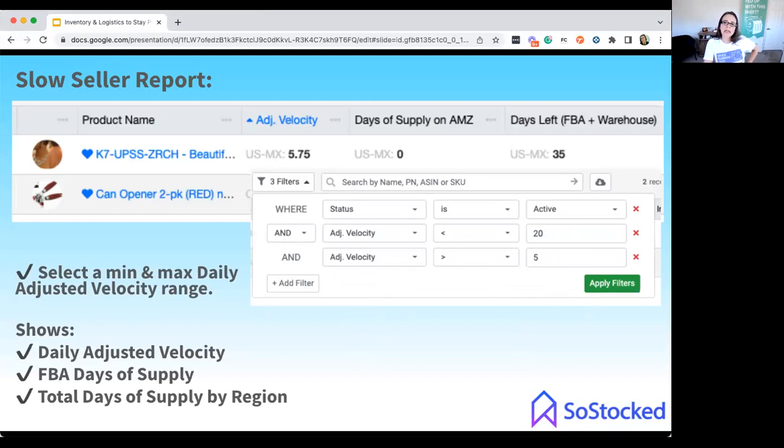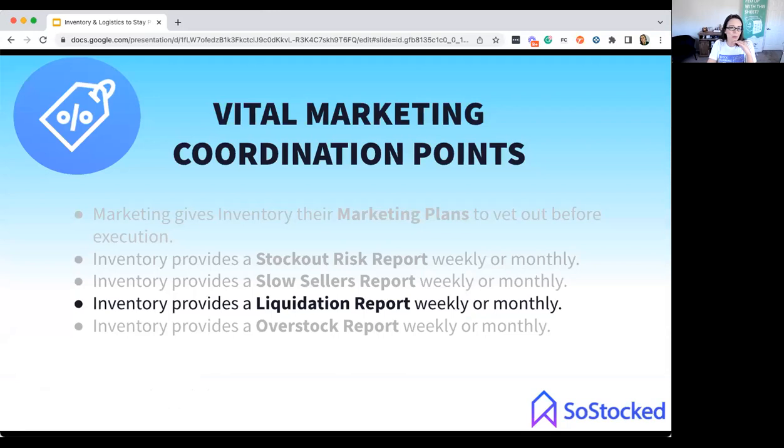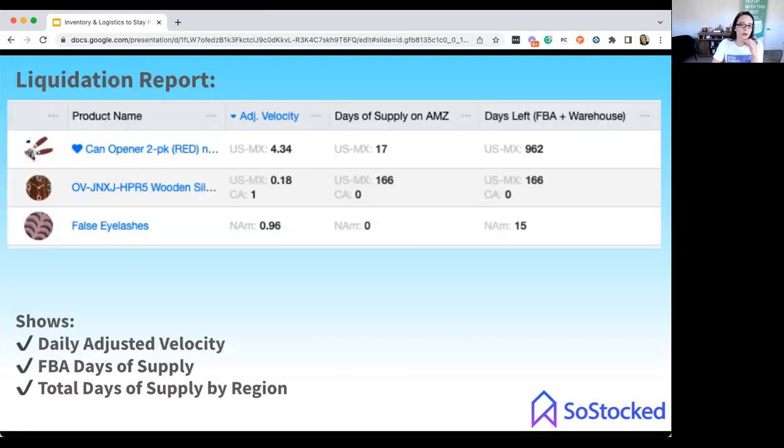This report is used to see which products need to ramp up sales. The products should be on the marketing plan, right? You get this report, the marketing team should get this report and then use it to inform them as to what to put into their marketing plan. They should ramp up sales on these products. Otherwise, they would risk going into the next report, which is the liquidation report.